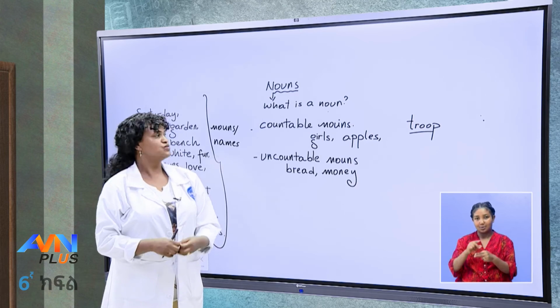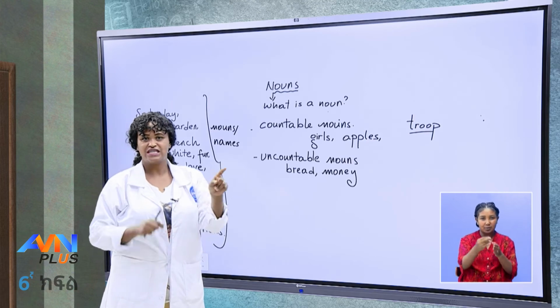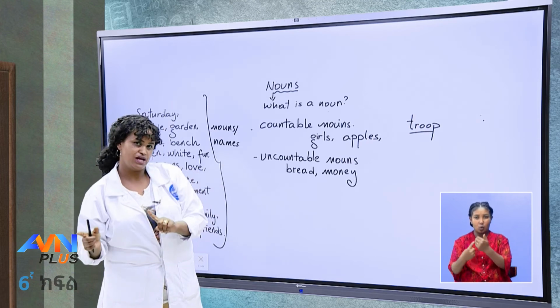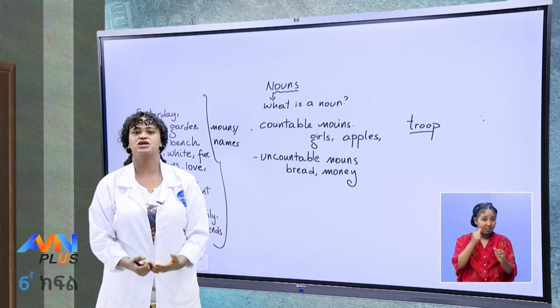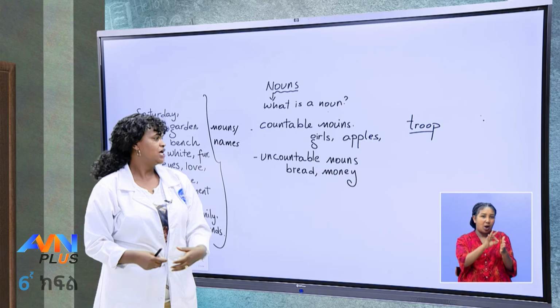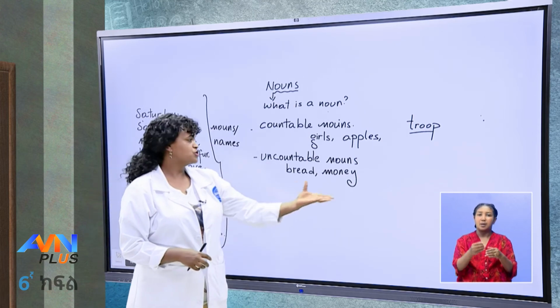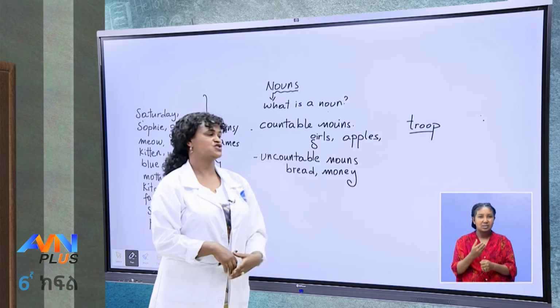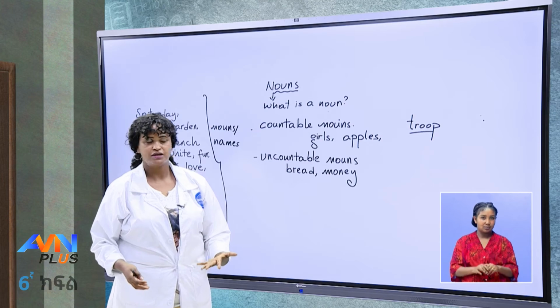And what else? We also say these countable nouns, those that you say singular and plural, and uncountable nouns that always remain in their singular form. They cannot be counted, like bread, money, milk, sugar, teff, etc. These are what? Uncountable nouns.